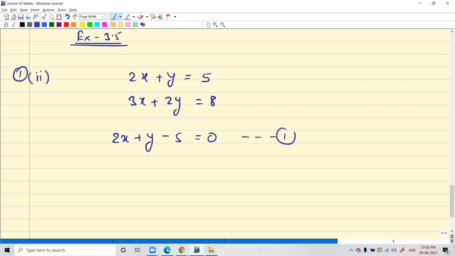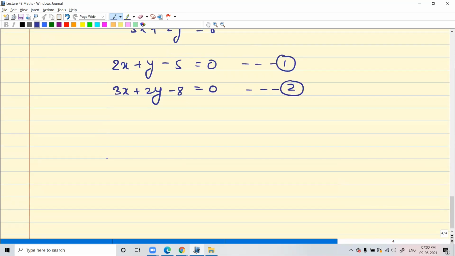Okay, so now I'm going to call this one my first equation. Tanushri, you will tell me the second one. How should I write this one in the standard form? 3x plus 2y minus 8. Okay, now since these equations are in the standard form, we are going to solve them using whatever method we like. We can solve using any of the methods, but since in this exercise we have to solve using cross multiplication, let's use that.